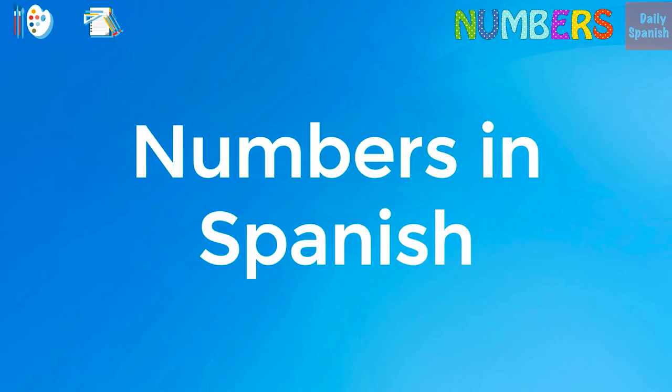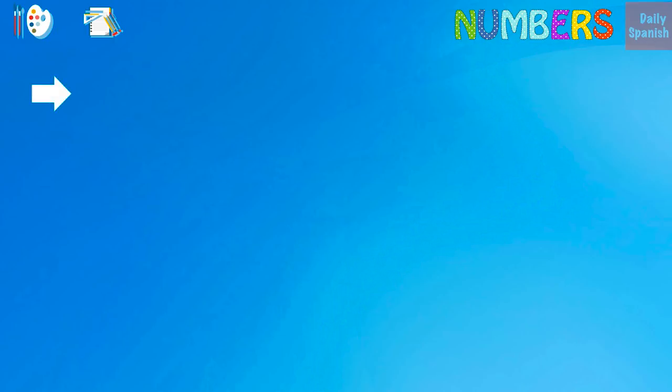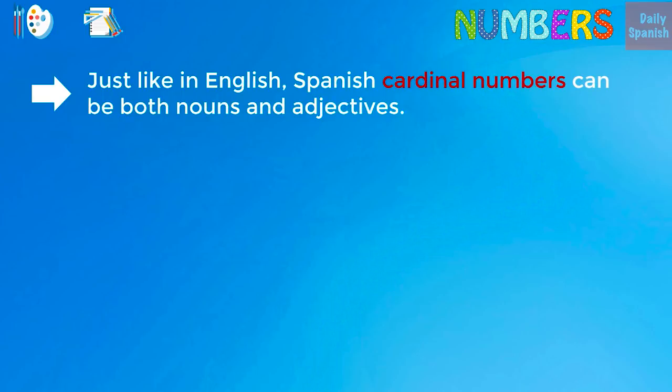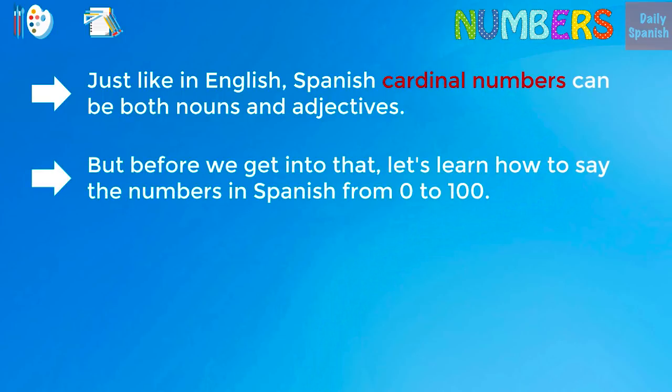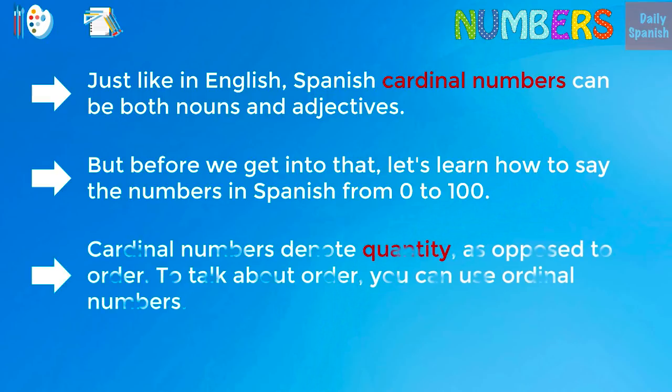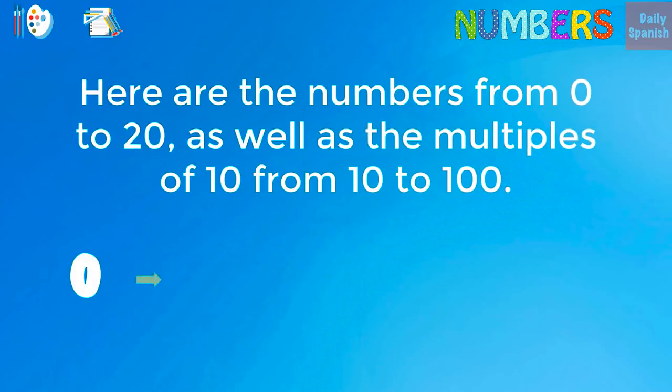Numbers in Spanish. Just like in English, Spanish cardinal numbers can be both nouns and adjectives. But before we get into that, let's learn how to say the numbers in Spanish from 0 to 100. Cardinal numbers denote quantity, as opposed to order. To talk about order, you can use ordinal numbers.